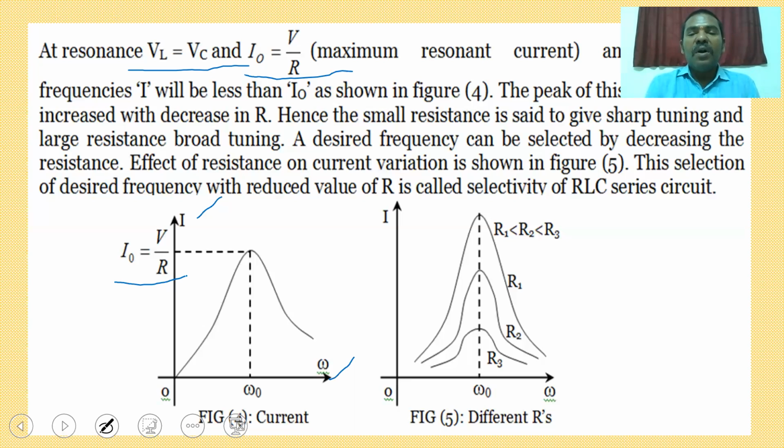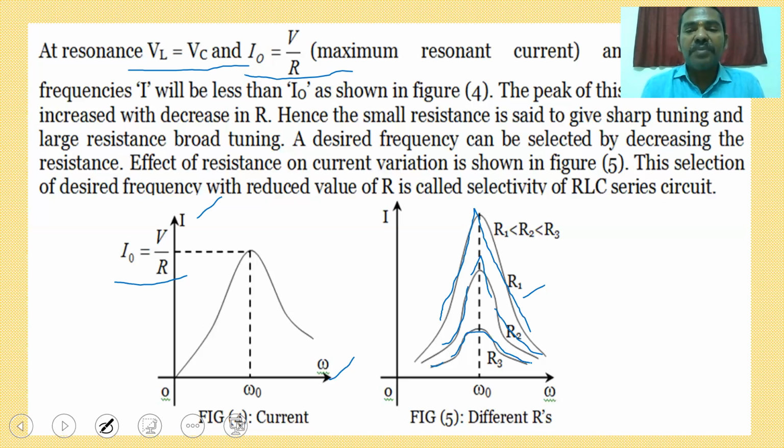Now we go for different values of resistors and how the current waveform will be. In the first case I have taken R1, which is a very small value compared with R2 and R3, so you get a very narrow current curve. R2 is greater than R1, so you get a medium band. R3 is much greater than R1, so you get a wide pass band.